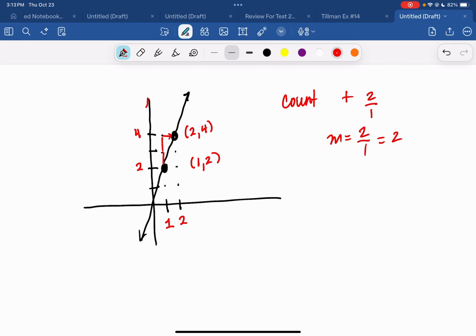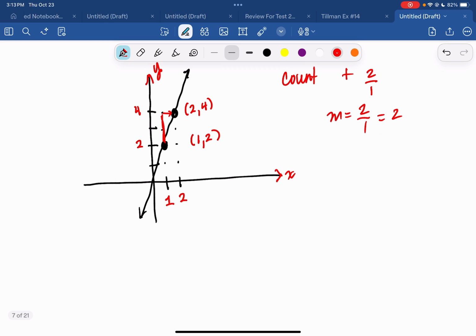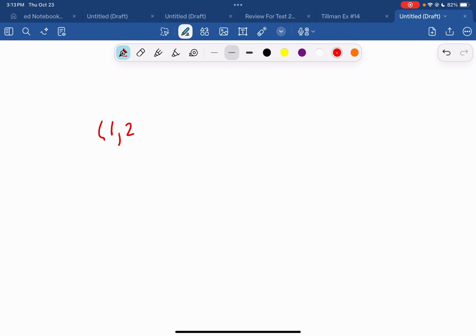Now remember, y is your up-down axis, and x is your left-right axis. So what we're going to do instead of counting, because pretend we don't have the picture, we just have these 2 points, 1, 2, and 2, 4. Now, of course, we could draw the graph, but there is a formula for this that keeps us from having to draw a graph every time. We'll call this the first x, x sub 1, and this y sub 1. The little 1 just means the first x and the first y. This is going to be our second x, x sub 2, and our second y, y sub 2.